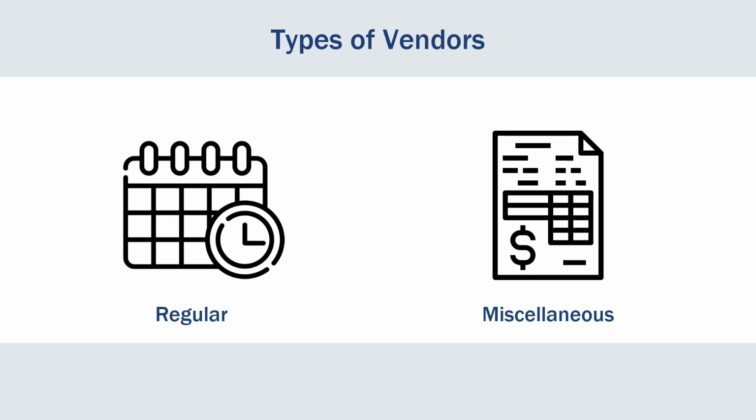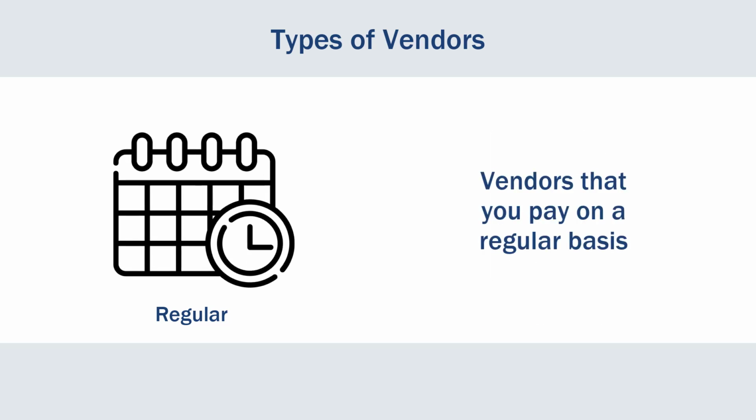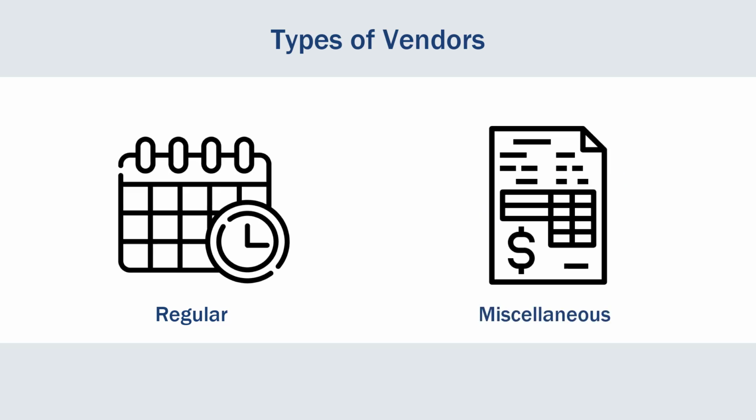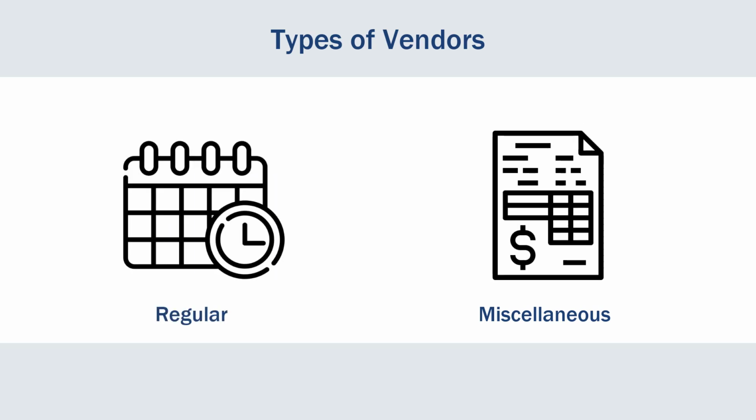Today, we're going to take a look at vendors and accounts payable. Typically, there are two types of vendors. Vendors you pay regularly, such as the county clerk or your local office supply company. You can optionally track 1099 reporting information for these vendors. And there's miscellaneous vendors that are used for one-time payables and don't necessarily need to have information stored for future filing. We'll take a look at how each type is set up in the software.